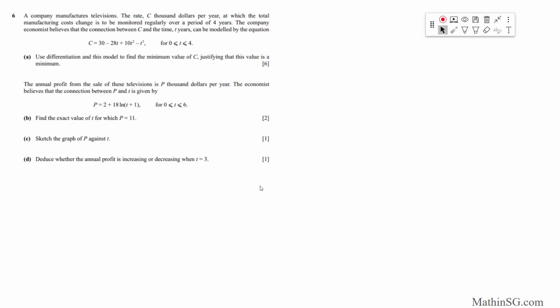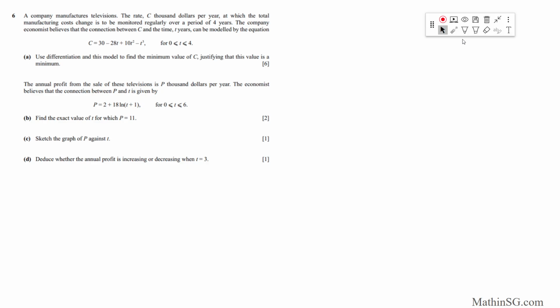Next, let's move on to question 6. A company manufactures televisions. The rate C, in $1,000 per year, at which the total manufacturing costs change, is to be monitored regularly over a period of 4 years. The company economist believes that the connection between C and T can be modeled by this equation here. Using differentiation and this model, find the minimum value of C, justifying this value is a minimum.